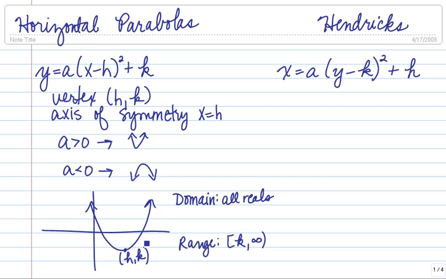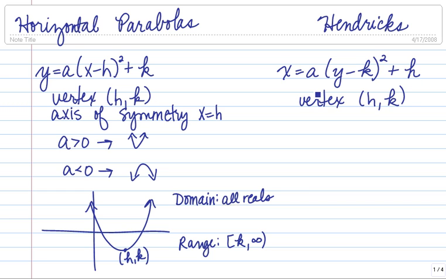Well, now we're going to turn our attention to equations of this form. x is equal to a times y minus k squared plus h. Do you notice anything unique about those? Yeah, everything has been changed around, and this is actually then a horizontal parabola. We're going to look at the fact that the vertex is still of the form (h, k). Now notice where the h and the k come from.